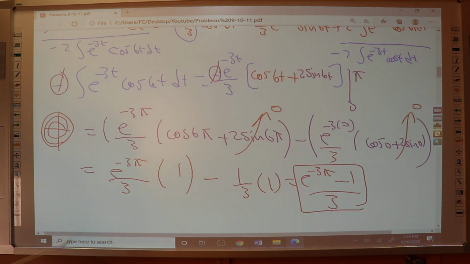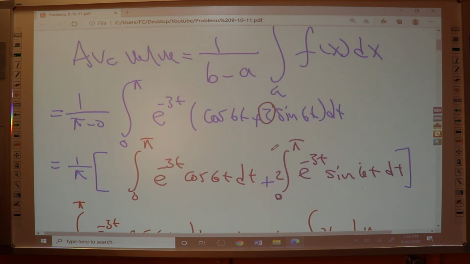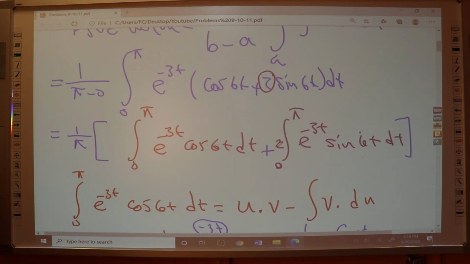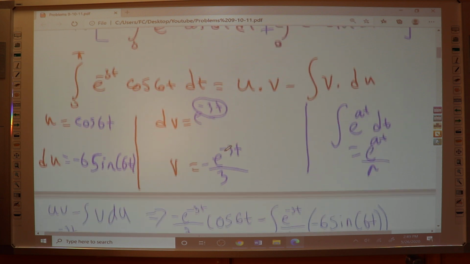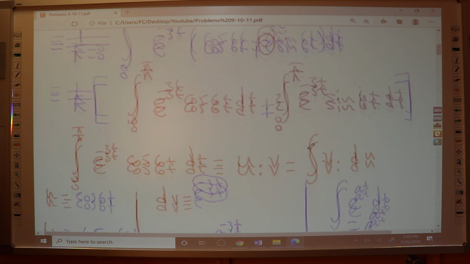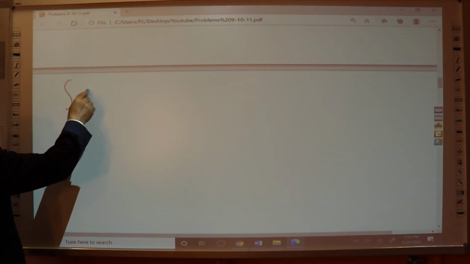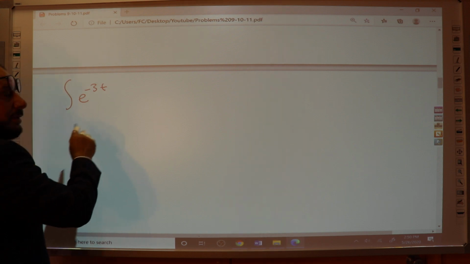Now we're going back to the second integration, which is which one? This, right? We're going to do this e to the negative 3t sine 6t, and multiply by 2. E to the negative 3, and we're going to multiply the integration of e to the negative 3t sine what?